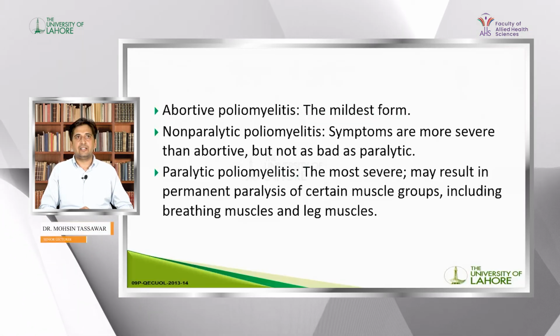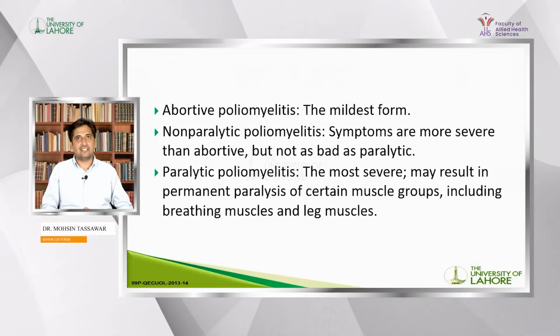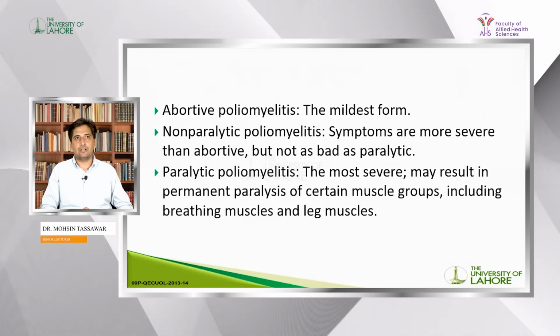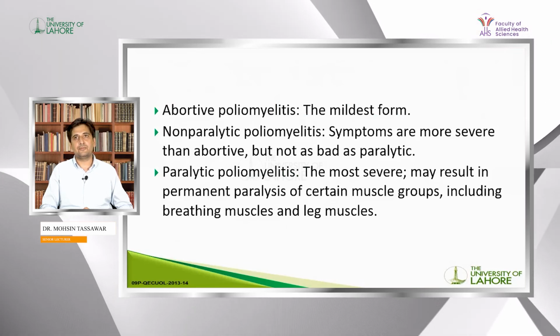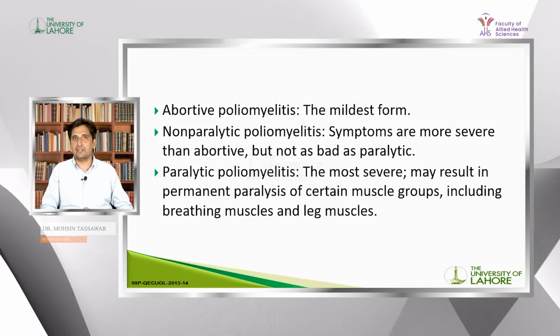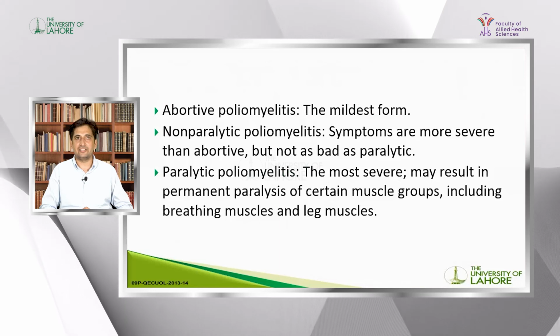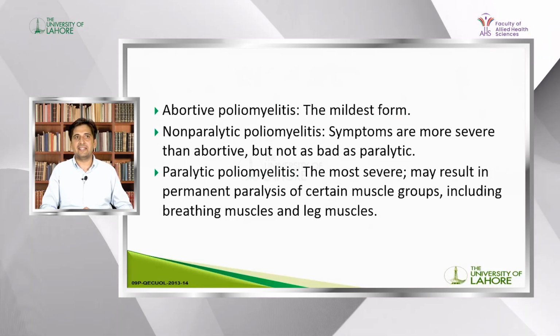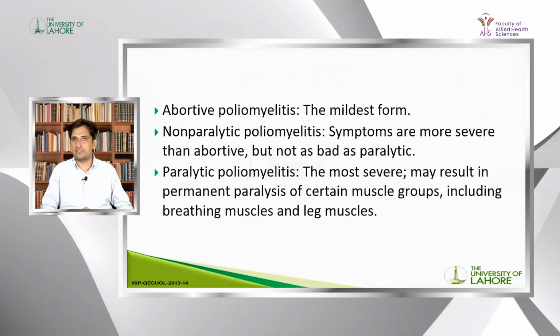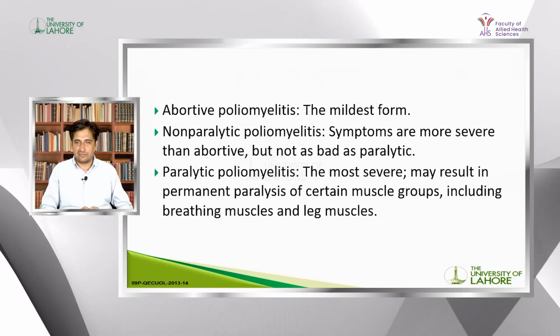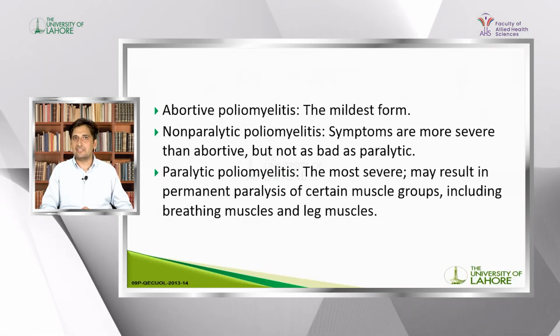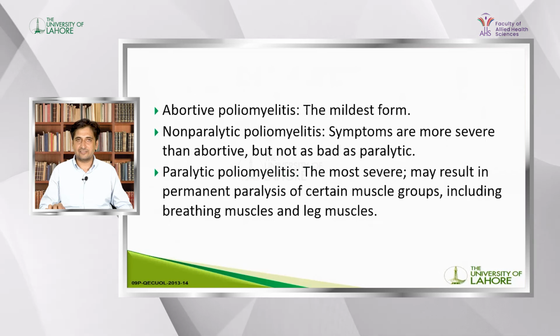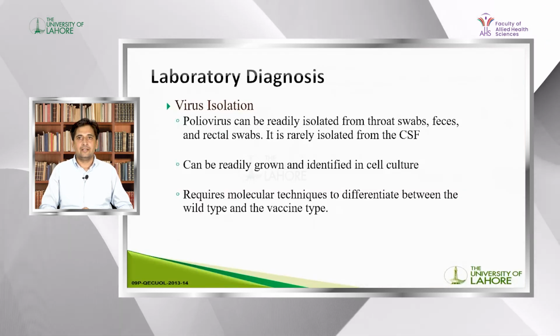In simple words, abortive poliomyelitis is the mildest form. Non-paralytic poliomyelitis symptoms are more severe than abortive, but not as bad as paralytic. Paralytic poliomyelitis, the most severe, may result in permanent paralysis of certain muscle groups, as we have discussed earlier, like breathing muscles and leg muscles.